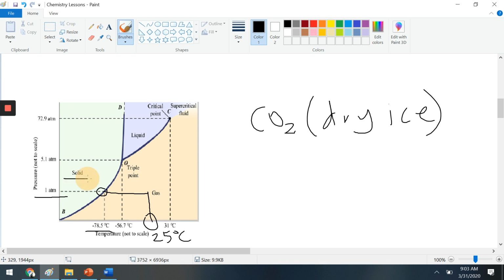So here's my solid, liquid, and gas. Hopefully that gives you a better understanding of how to read a phase diagram for water or for any particular substance.